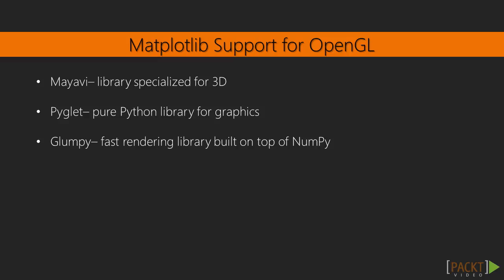Since we are focused here on Python, we'll overview some of Python's most used libraries and frameworks that are built on top of OpenGL. Let's now mention Matplotlib and its current and future support for OpenGL. So, first is MayAVI, which is a library specialized for 3D. Next is Pyglet, which is a pure Python library for graphics. And third is Glumpy, which is a fast rendering library built on top of NumPy. We already installed the MayAVI package in this section before.